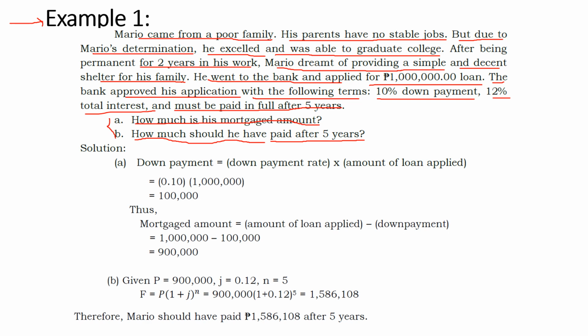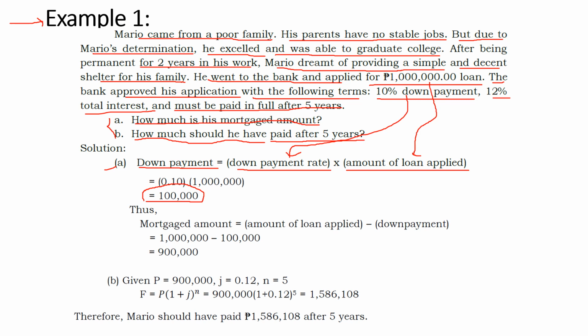And for our solution, for letter A, your down payment must be equal to the down payment rate, which is 10% as mentioned in the problem, multiplied by the amount of loan applied, which is 1 million. So we convert the 10% to a decimal by dividing it by 100, making it 0.10, and multiply this 0.10 by 1 million pesos to get the down payment. So our down payment is 100,000 pesos.